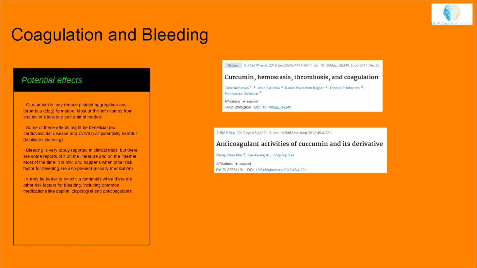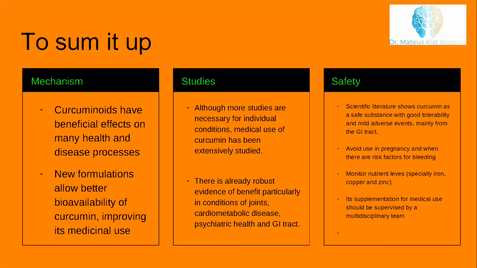So it may be better to avoid supplementing curcuminoids when there are other risk factors for bleeding present, including the use of common medications like aspirin, clopidogrel, anticoagulants. So to sum it all up, curcumin has a lot of different mechanisms through which it might exert its beneficial effects on many different health and disease processes. Newer formulations allow for better bioavailability of curcumin, improving its medical use.